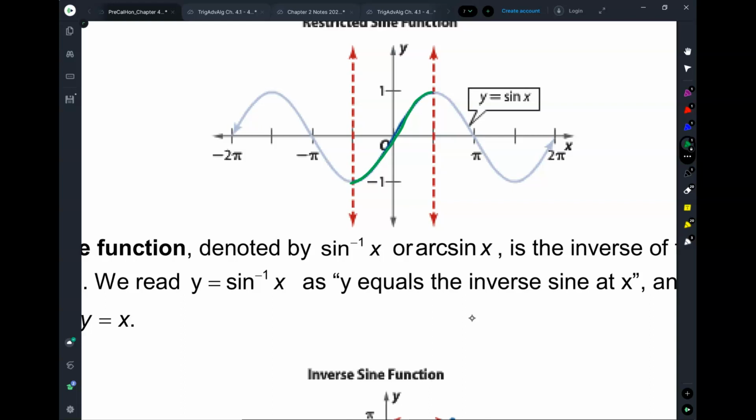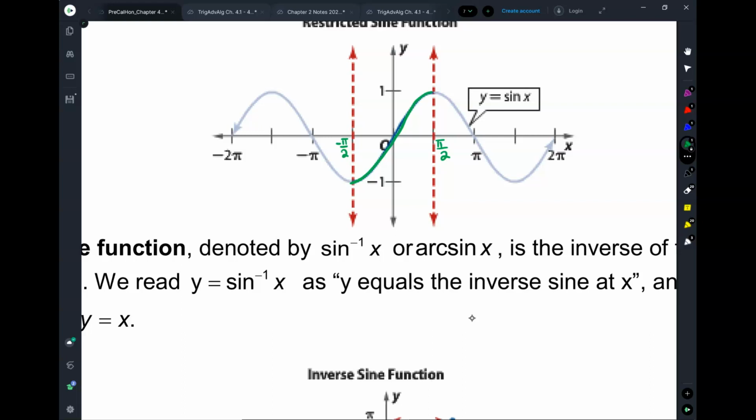So what I've done here is I'm just taking that green part and throwing away the rest, meaning I have restricted the domain of the sine function from all reals to just that. And let's see how much we did restrict it. This point here is negative pi over 2, and this is positive pi over 2, right? So the only part that I'm taking is from negative to positive pi over 2.